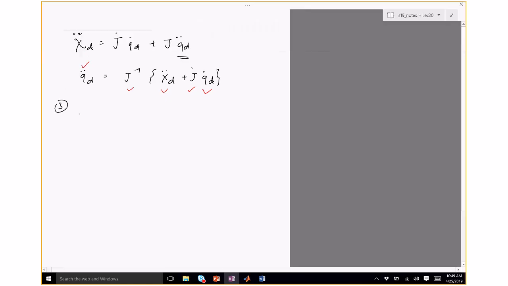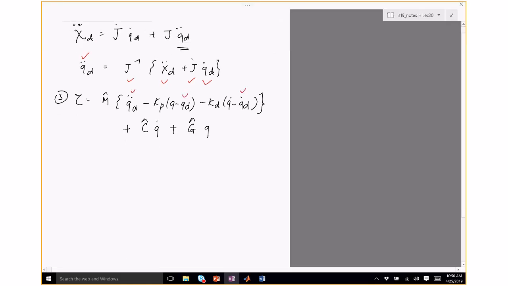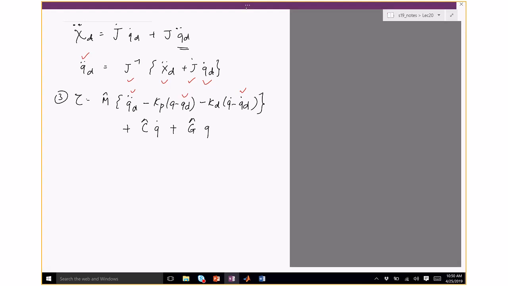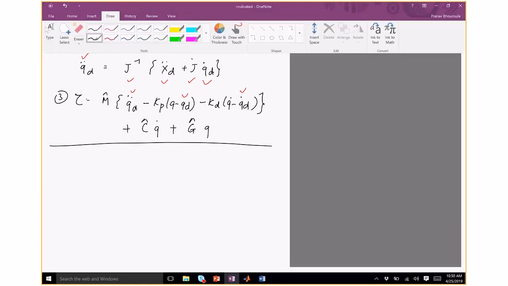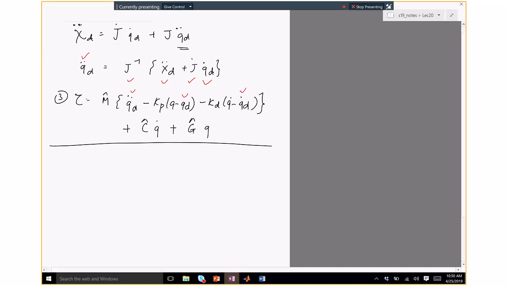And that goes into your third part, which is tau equals the mass matrix estimate of q times qd double dot minus Kp times q minus qd minus Kd times q dot minus qd dot, that closes the bracket, plus C hat q dot plus g hat q. So that's your control law. You already have found qd double dot, qd and qd dot. So we have all that, and that goes into your simulation. The last example, the Matlab file, is about simulating the lemniscate, which you've seen probably in the class. So example, which is a Matlab example.